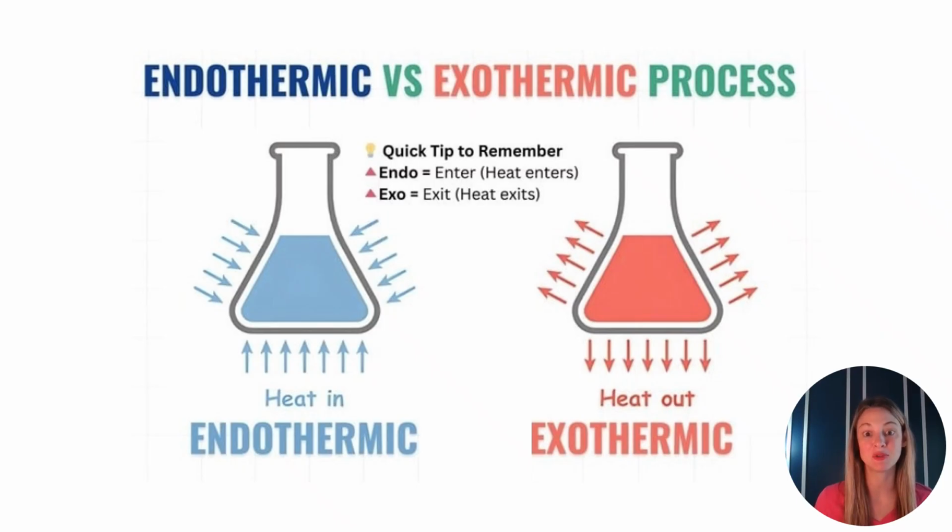So a quick tip to remember is endo means heat enters. So it needs heat for the chemical reaction, and so it feels cooler. Exothermic is exit. The heat is exiting, so it feels really warm. Heat's being produced during the exothermic reactions. So endothermic, it's going to get cold and it's going to need heat. Exothermic gives off heat and it's going to feel warm.